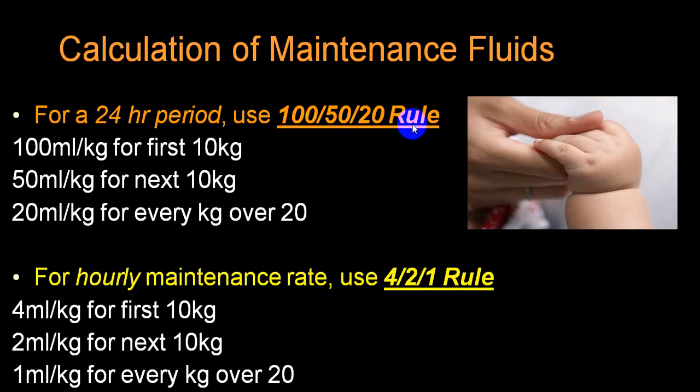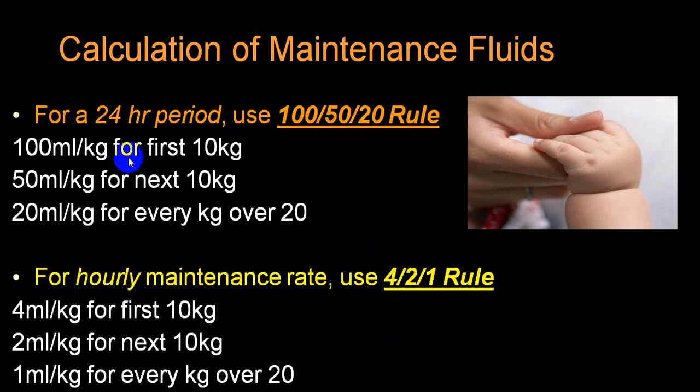Now when you calculate the maintenance fluid in 24 hours, we use the 100-50-20 rule. And when you want to calculate per hour, it is 4 to 1, meaning 4 ml per kilogram for the first 10 kg, 2 ml for the next 10 kg, and then 1 ml for the rest of the weight. Approximately it comes to 40 plus the weight of the person. So that is the best way.